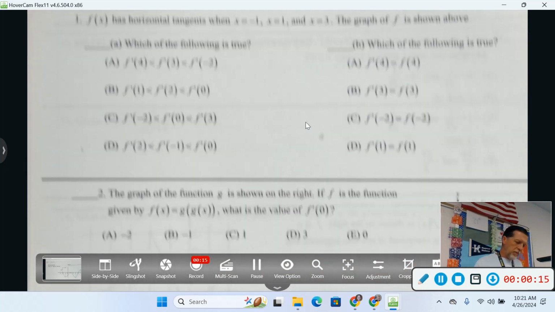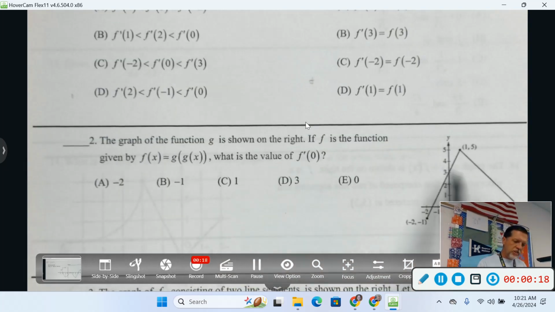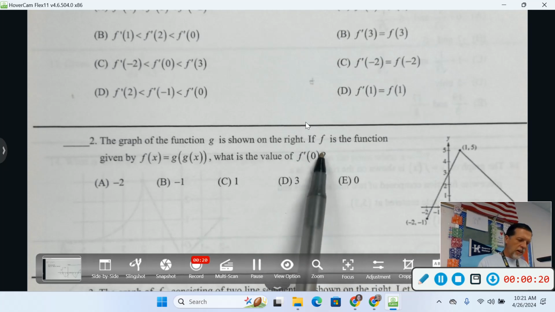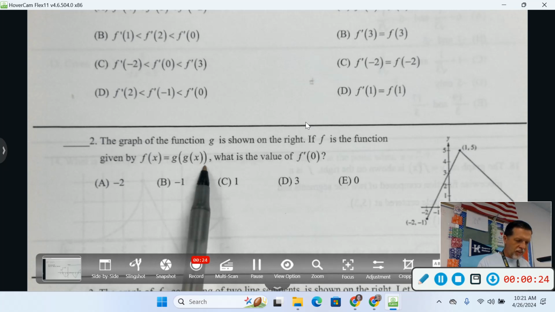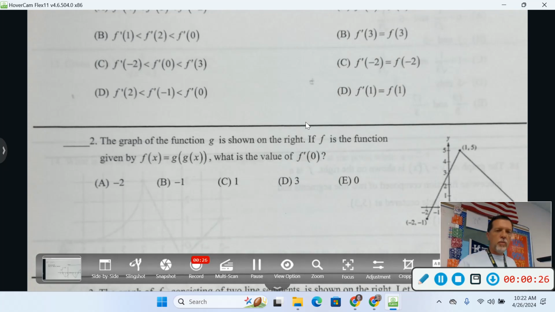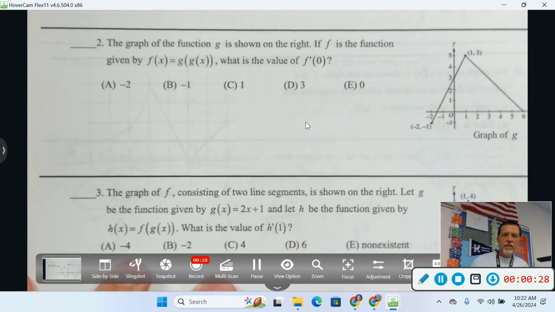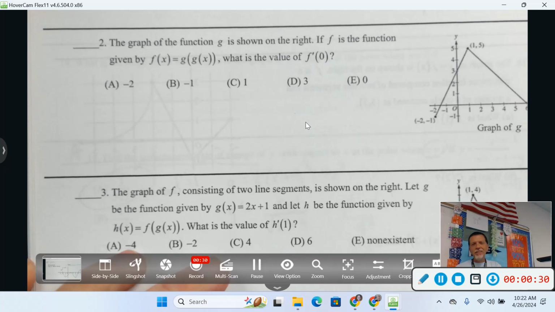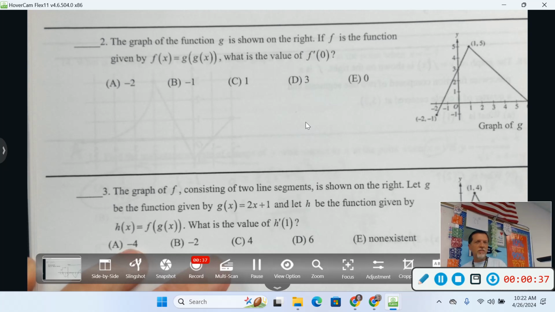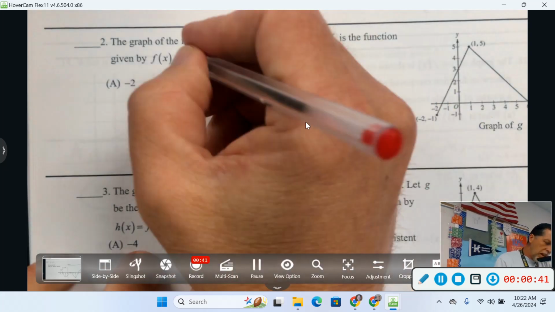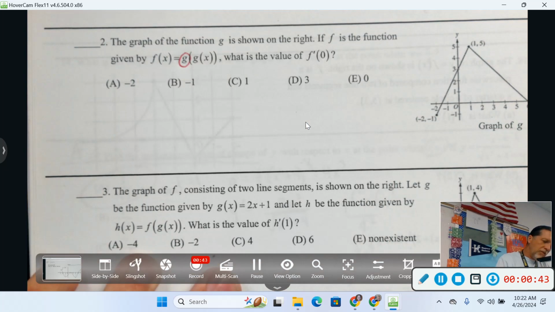Number 2. The graph of a function g is shown on the right. If f is given by g of g of x, what is the value of f prime of 0? So I need to take the derivative of g of g of x. This is definitely a blow pop situation: work from the outside in, one step at a time. The outermost function is that first g.